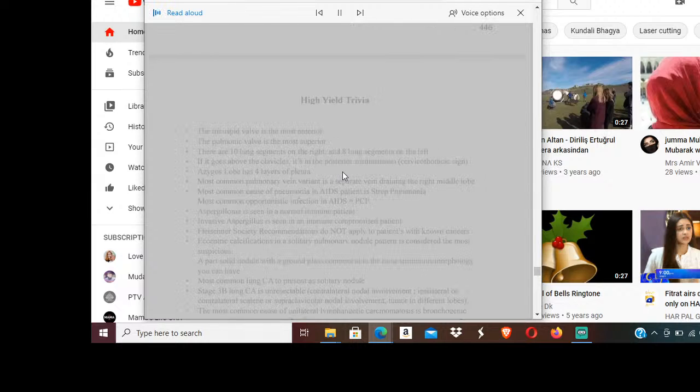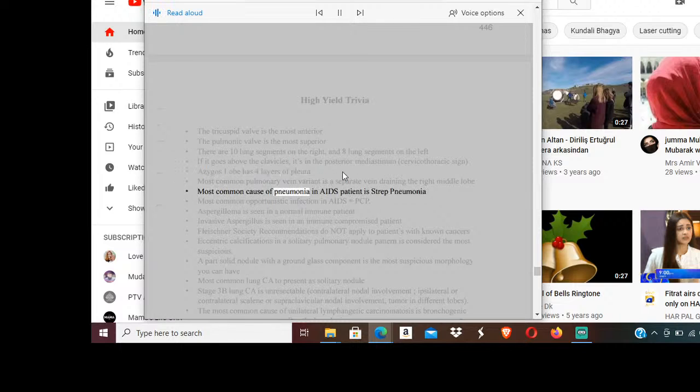446. High-yield trivia. The tricuspid valve is the most anterior. The pulmonic valve is the most superior. There are 10 lung segments on the right, and 8 lung segments on the left. If it goes above the clavicles, it's in the posterior mediastinum, cervicothoracic sign. Azygos lobe has 4 layers of pleura. The most common pulmonary vein variant is a separate vein draining the right middle lobe.